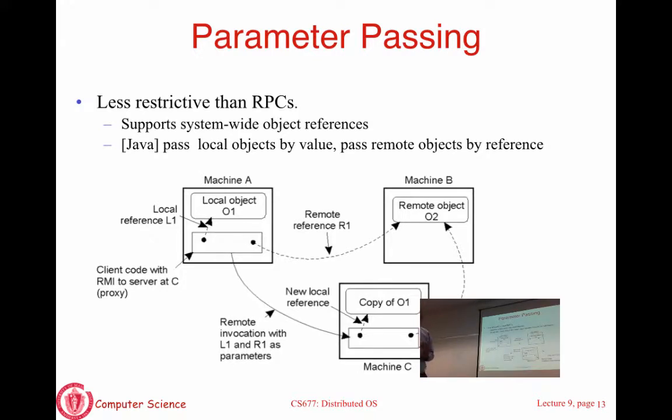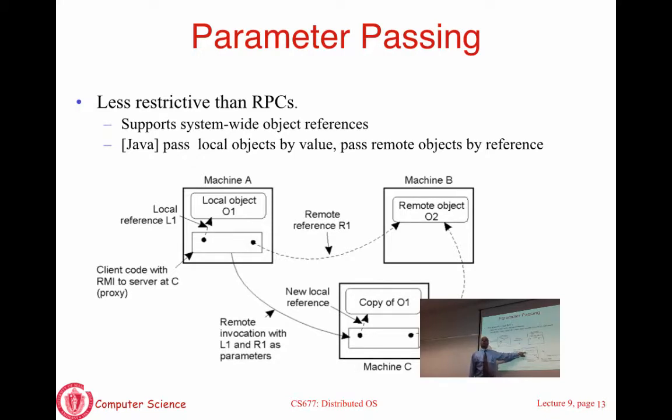So let's say you simply call some method here. That's a remote method. You pass two arguments. You pass O1, which is a local object. You pass O2, which is a remote object, as a parameter. So let's say your RPC call is called foo. You are simply going to pass O1, O2 as two arguments. The default thing in Java is if you do this, since O1 is a local object, you are going to pass it by value.